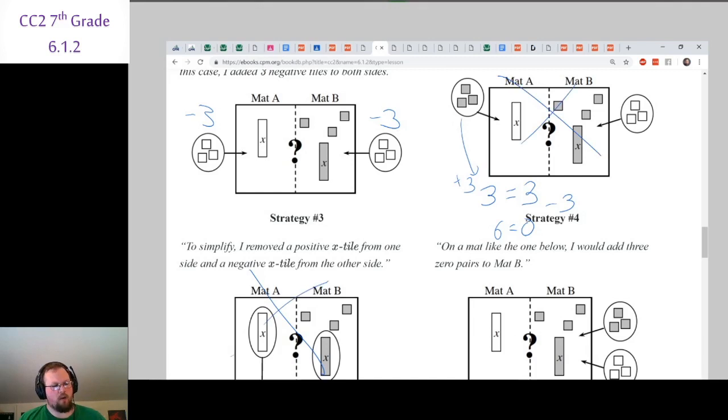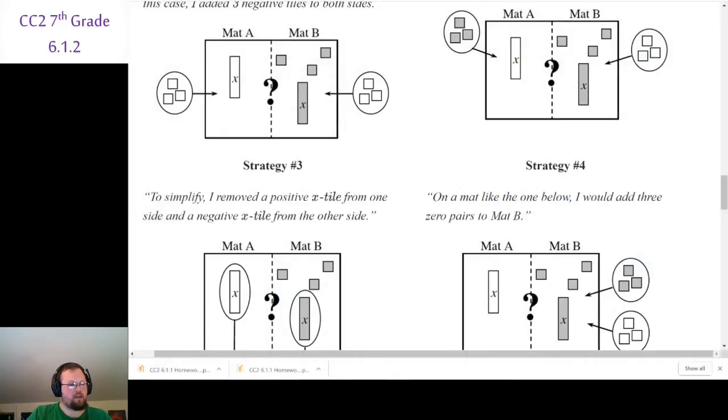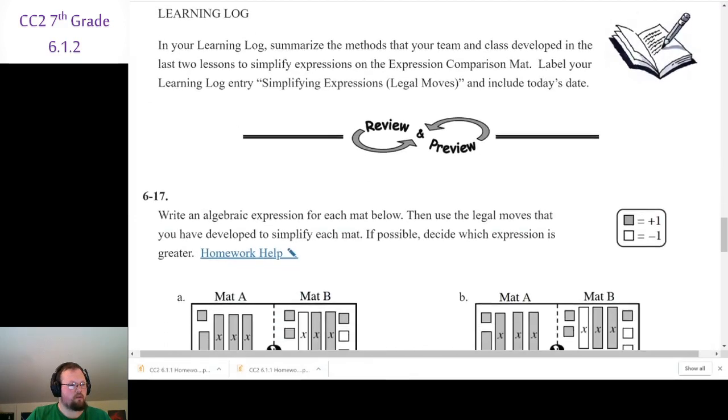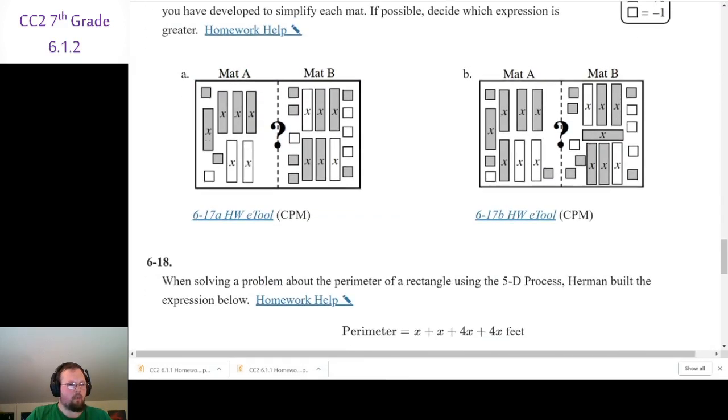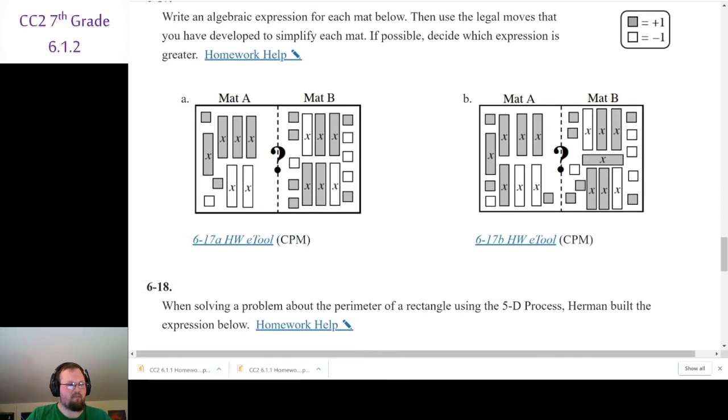On the last one, you are allowed to do this where you added 3 positives and 3 negatives, because it's the same thing as adding 0. So if I had, again, 3 equals 3, and I added 3 to that side and subtracted 3, I know that's just 0, so it didn't change my expression any. So these are just a few things to talk about with the legal moves. Again, I want you to practice these, and if possible, decide which of the expressions is bigger.